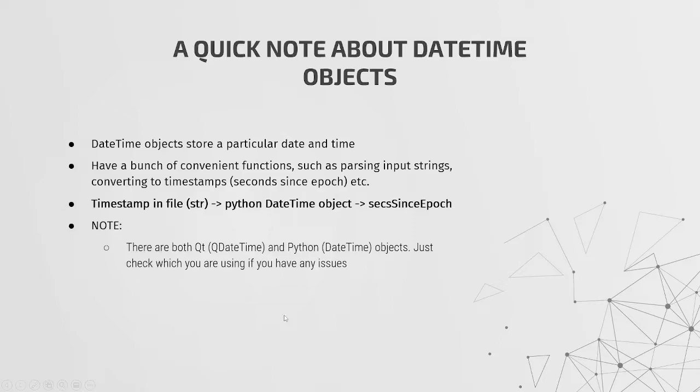Just something to note that might trip you up sometimes is that there are both Qt datetime objects, which are QDateTime objects, and there are also Python datetime objects. Quite often when you're in the Python interface, you'll be creating Python datetime objects, but you might get back from Iolite QDateTime objects. If you can't work out why it's not working, then you just need to check which one you're actually working with. It might be a QDateTime instead of a Python datetime.